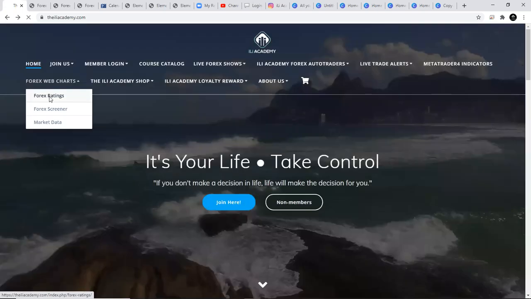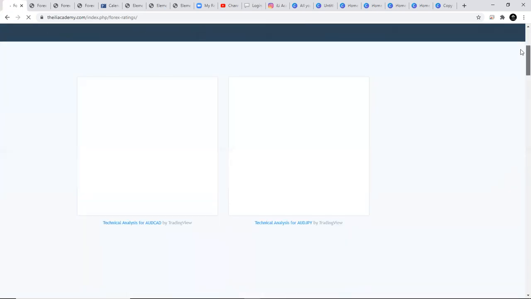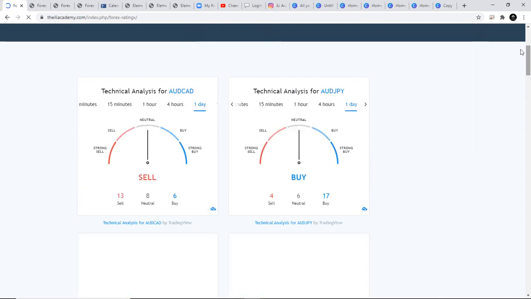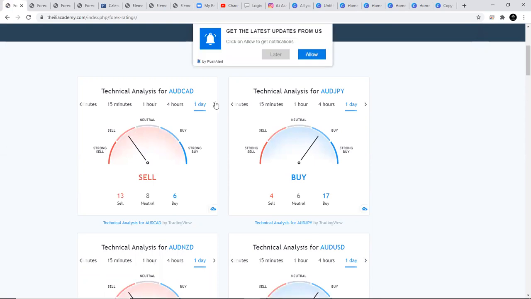Got a couple other things. We have Forex ratings as well. The ratings are good because these are tied to OANDA as well. The ratings are going to tell you what the analysts believe about a particular pair, whether it's bullish, bearish, a buy, a sell, or neutral. You can change the time frames here as well.